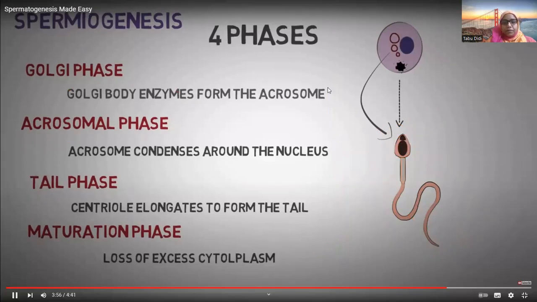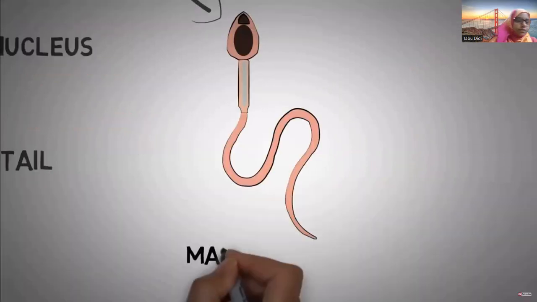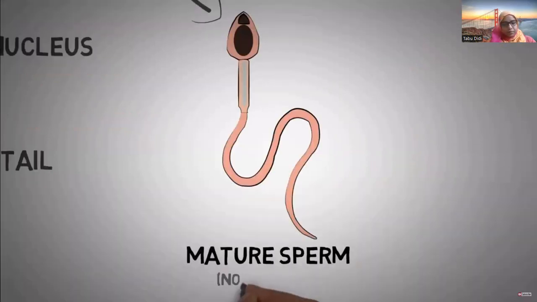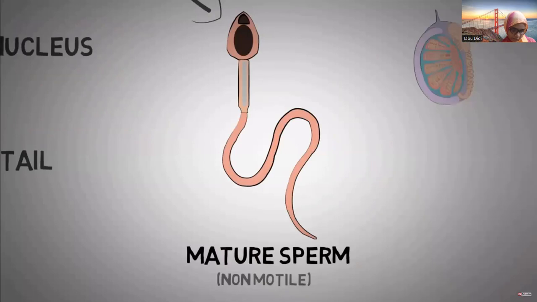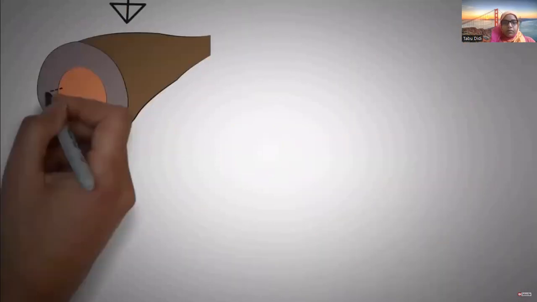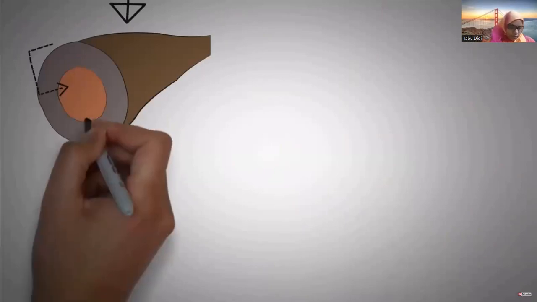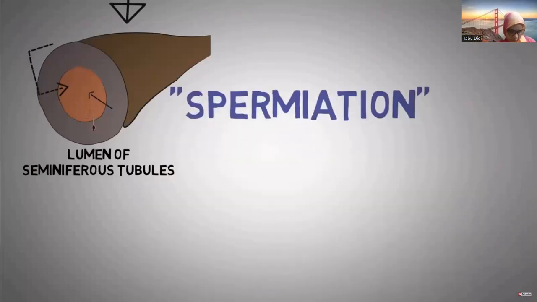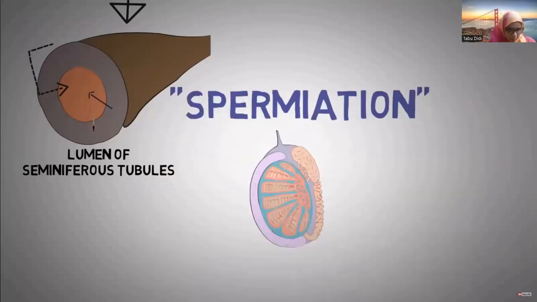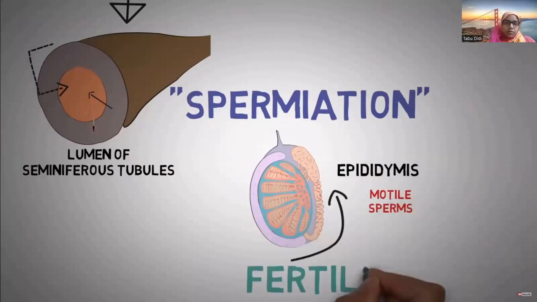Last is the maturation phase, where the spermatid loses the excess cytoplasm and forms a mature sperm. But the mature sperms are still non-motile. As we know, the process of spermatogenesis runs in the wall of the seminiferous tubule. The mature sperms are then released in the lumen of the seminiferous tubule through a process called spermiation. The sperms then spend a few days in the epididymis and gain motility. The motile sperms are thus capable of fertilization.